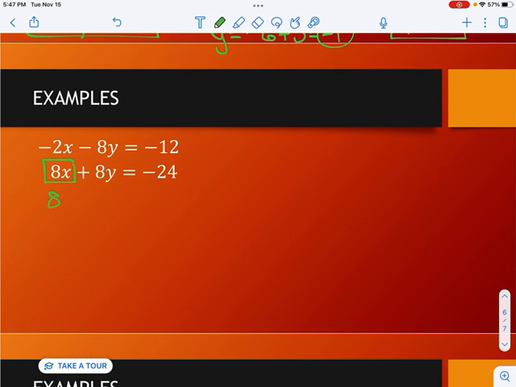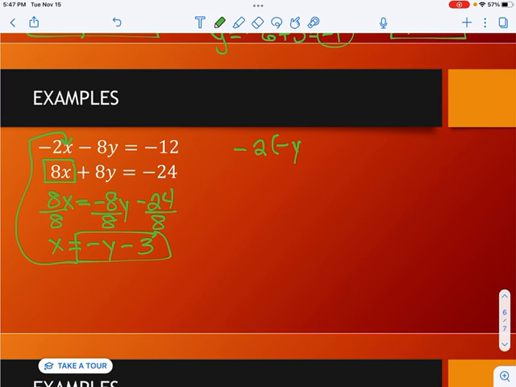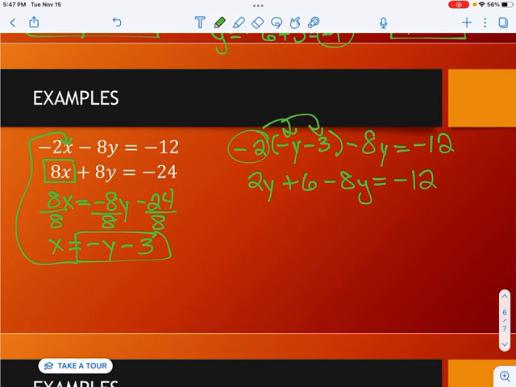So to do that, I'm going to move my 8y over to the other side. So I would subtract 8y. Now I'm going to divide everything by 8. And that would leave me x equals negative y minus 3. So now I take this and I plug into the x. So I have negative 2 times negative y minus 3 minus 8y, and that equals negative 12. So now when I distribute, I take the negative 2, that's going to get me 2y, and that's going to give me a plus 6 minus 8y equals negative 12.